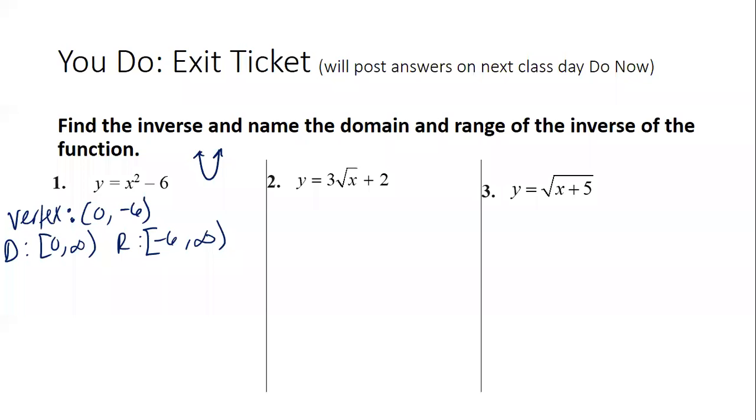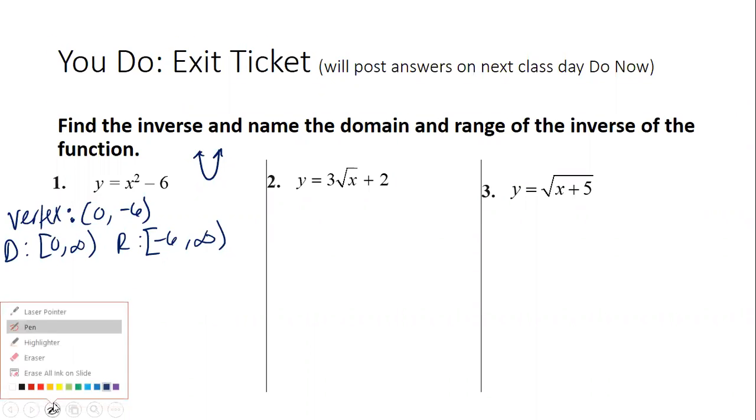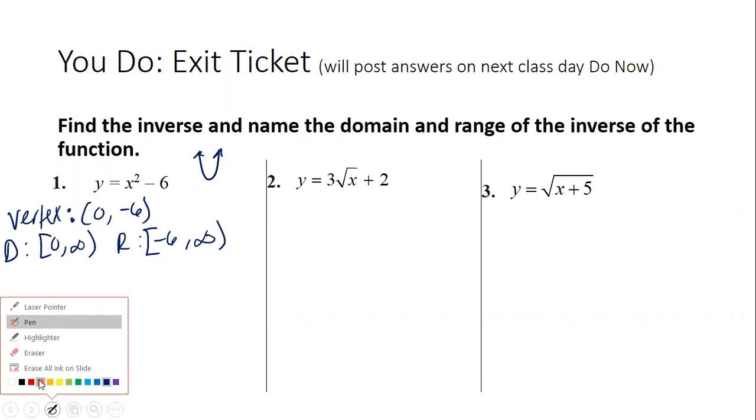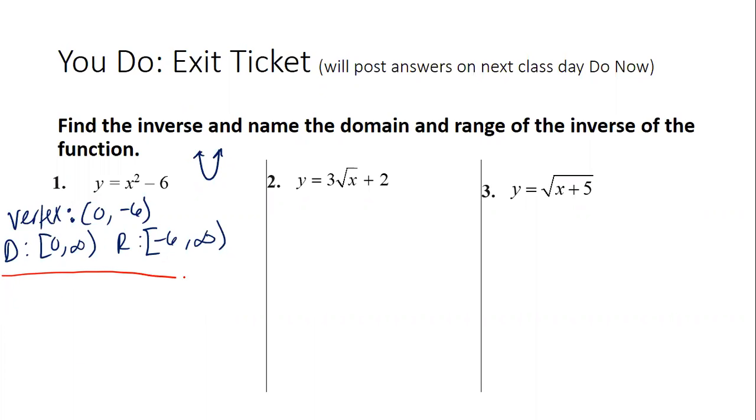All right, so once you have the original, you then can talk about the inverse. So the inverse here, remember, that's you switching your y and your x. And when you switch your y and your x, you're asking yourself, what do you need to do to get y by itself? So we have x equals y squared minus 6. So in order to get y by itself, to get my inverse, that means we are adding 6 and taking the square root.